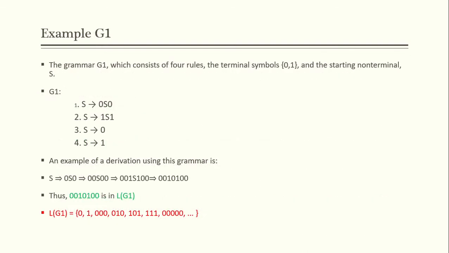Example of grammar G1. The grammar G1 consists of 4 rules, the terminal symbols 0, 1 and the starting non-terminal S. Here in this example, they give the terminal symbols as 0, 1, which means that the strings of the language will be in the form of 0s and 1s. The starting non-terminal is S, so S is the starting point for us to derive our string. Based on the grammar given here, we have 4 production rules: number 1, 2, 3, and 4.